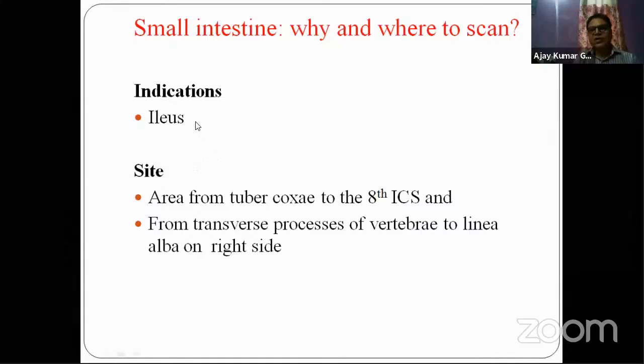So you detect ileus by ultrasonography, and the area where you should look for small intestines is from 6th intercostal space to tuber coxae, and from transverse process, that means entire right side of the abdomen except the areas for abomasum, omasum and reticulum, from transverse process of lumbar vertebrae to the linea alba on the right side.